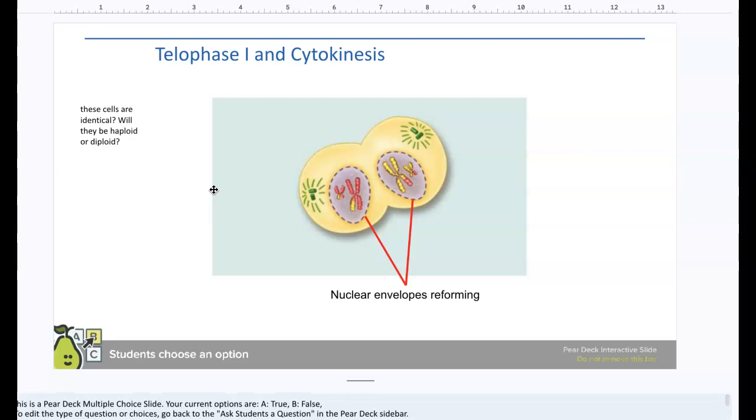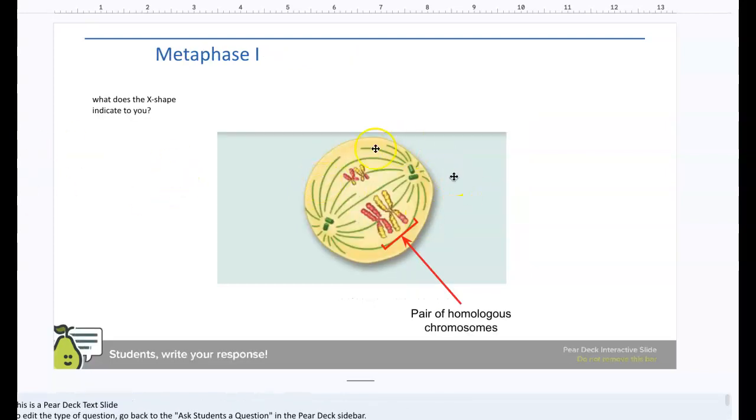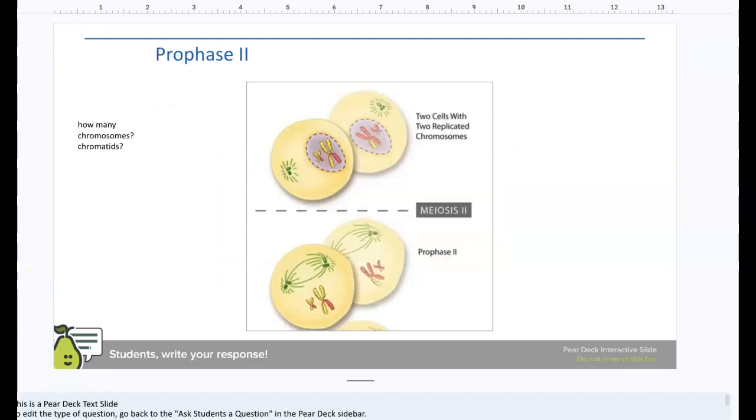And I would say that these cells are not identical. And we already know that because we have some crossing over that made them. Are they going to be haploid or diploid? They have the complete genetic information they need, so they'd be diploid, right? And I remember there was a student earlier last class who called this cell right here a double diploid cell because it does have twice the genetic information that you would need.